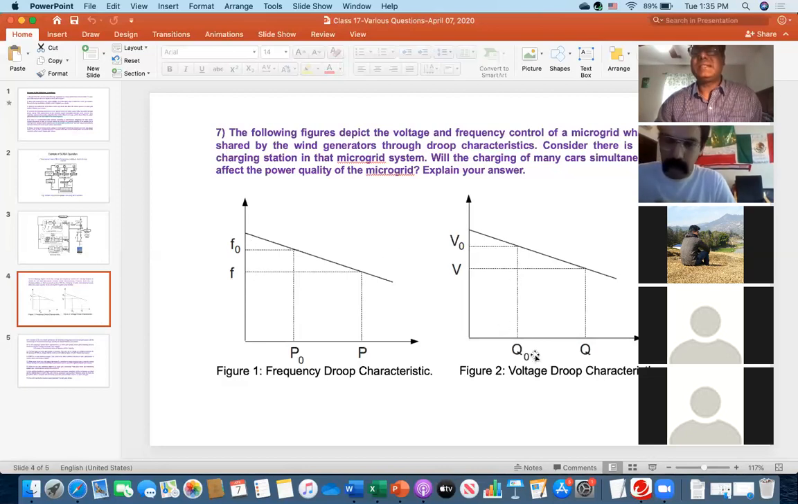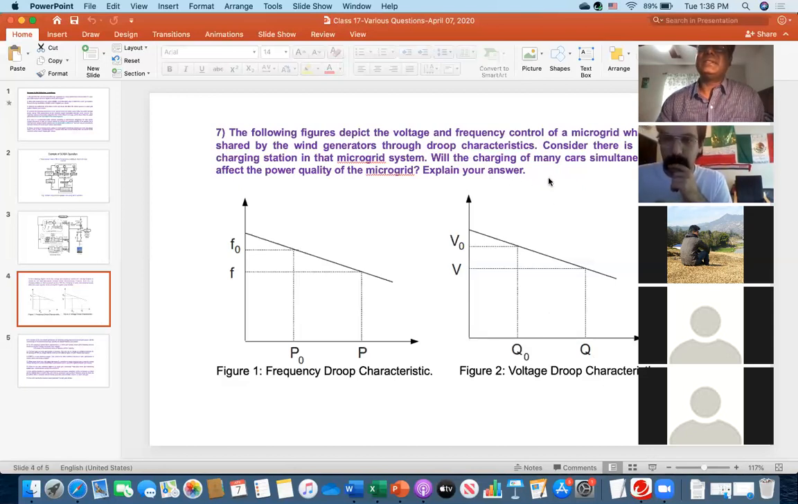Then based on the right side figure, the voltage droop, if the reactive power gradually increases, then the voltage will go down. In other words, because you are charging many cars simultaneously, certainly there will be some voltage drop. And that voltage drop will cause high reactive power. And what is the impact of the high reactive power? The impact of the high reactive power is low power factor. This means the system will be lossy as well. So that's why the question, will the charging of many cars simultaneously affect the power quality? The answer is yes.